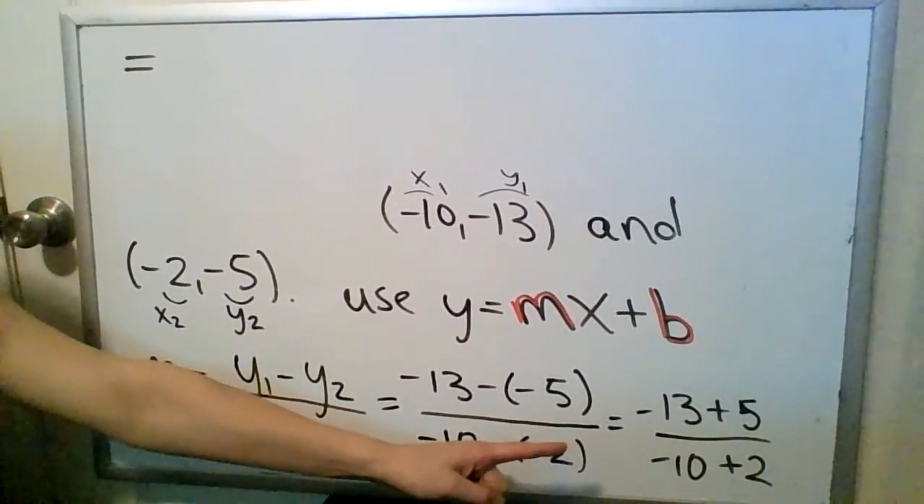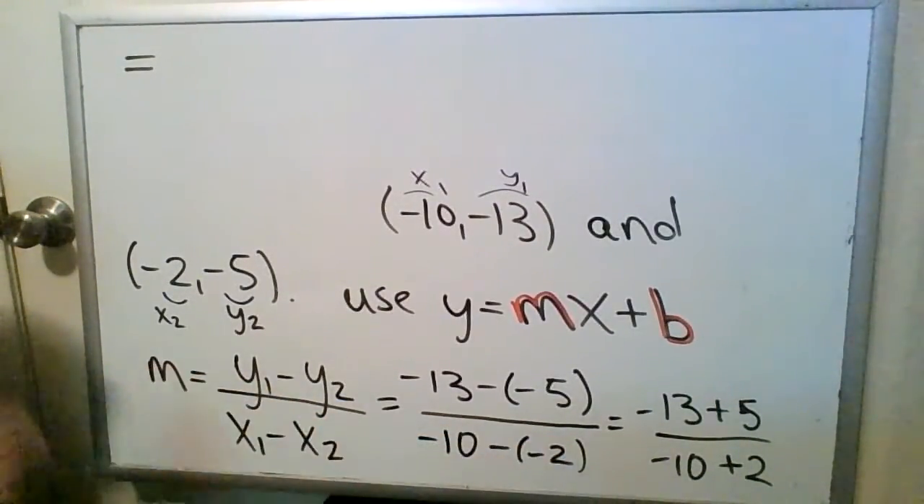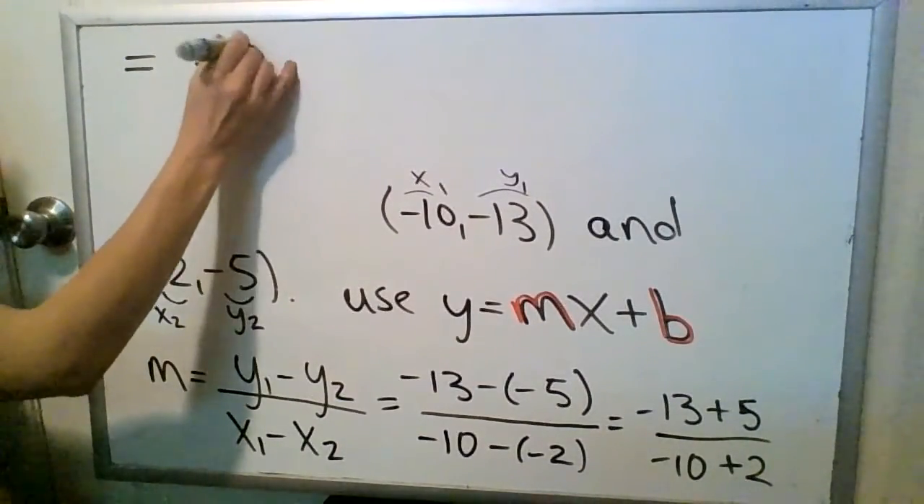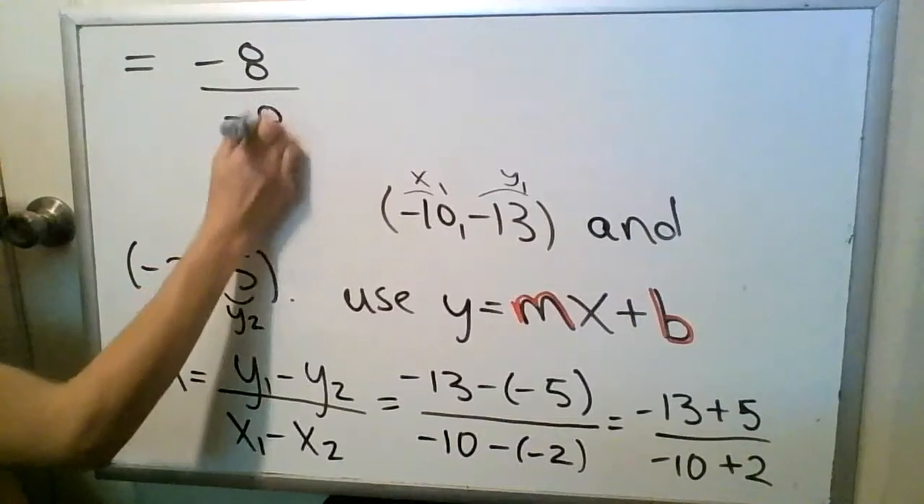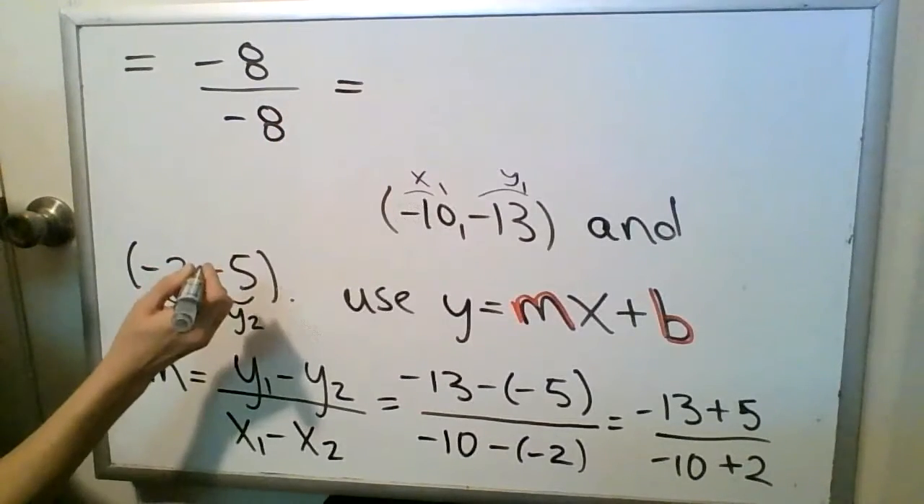We're still working on the slope. Negative 13 plus 5 is going to be negative 8. Negative 10 plus 2 is negative 8. The number over itself is going to be 1.